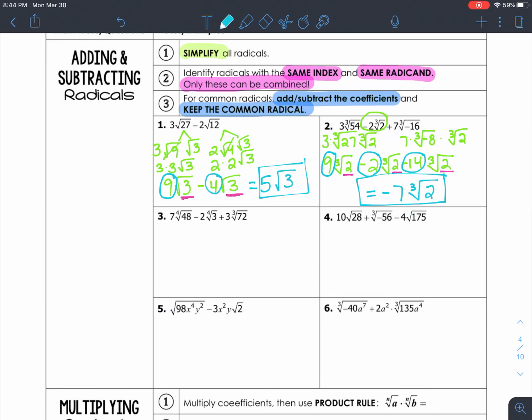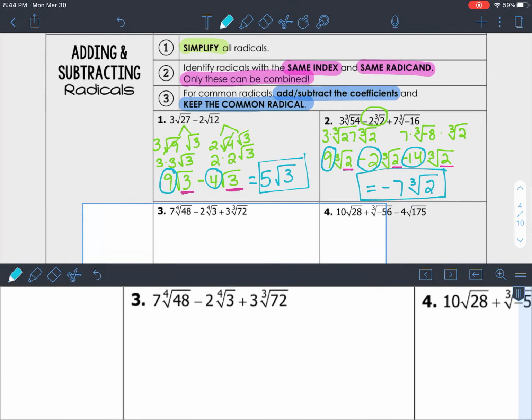So we simplified. We made sure we had the same index and the same radicand. And then we just simplified again. We combined our like things.